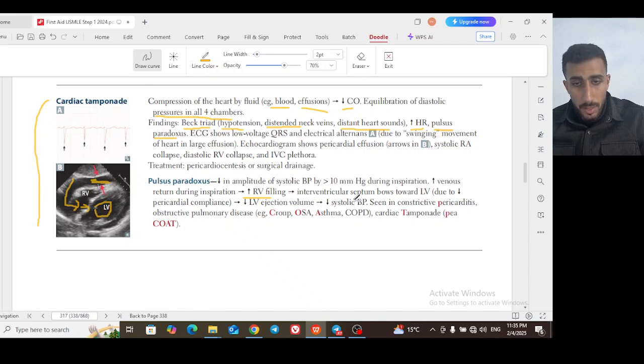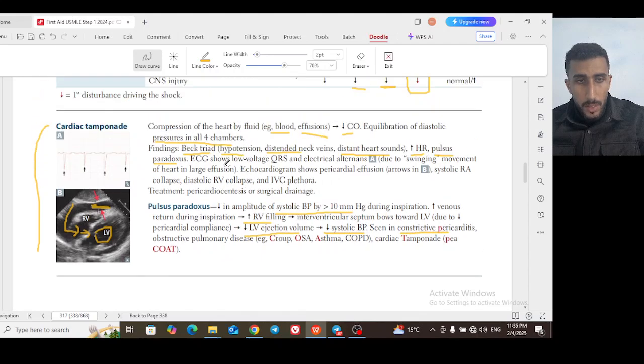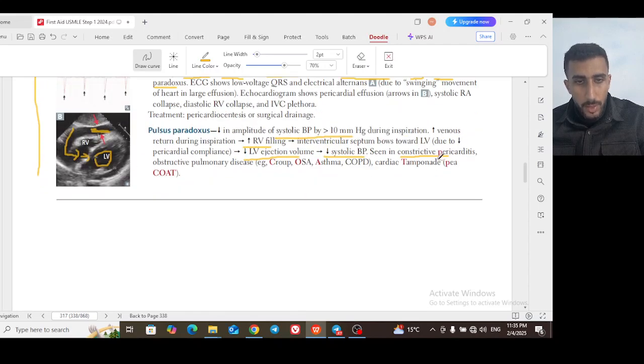So this will further decrease the systolic blood pressure by more than 10 millimeters Hg, because of poor pumping of the heart, so there is a decrease in the left ventricular ejection volume and a decrease in the systolic blood pressure. It is not just seen in constrictive pericarditis; it is also seen in cardiac tamponade, and in different pulmonary conditions, mostly asthma and COPD.